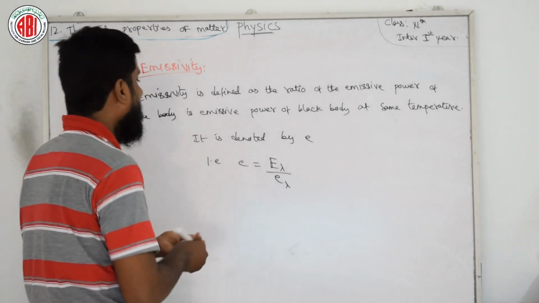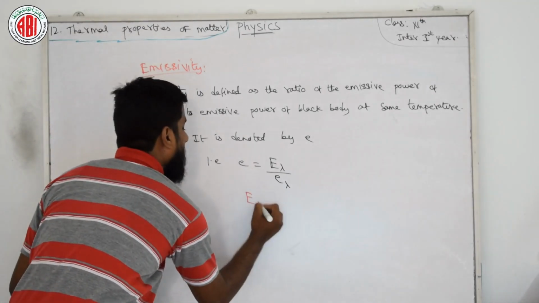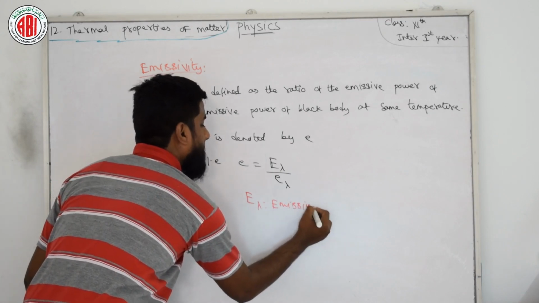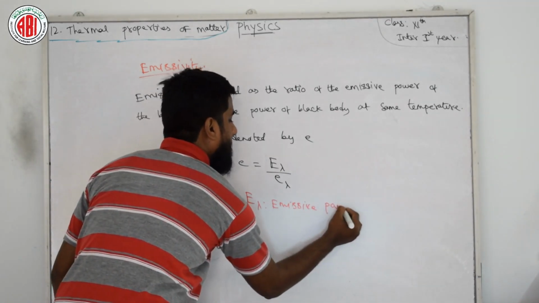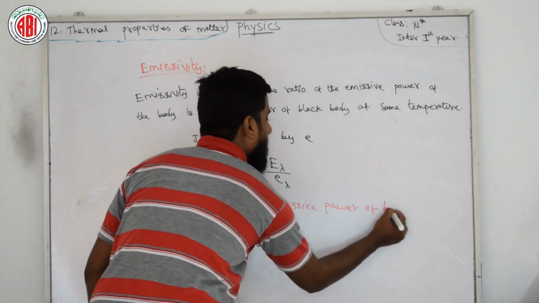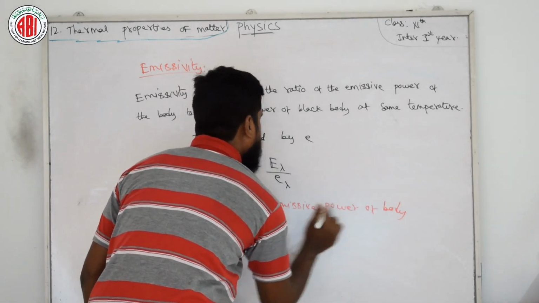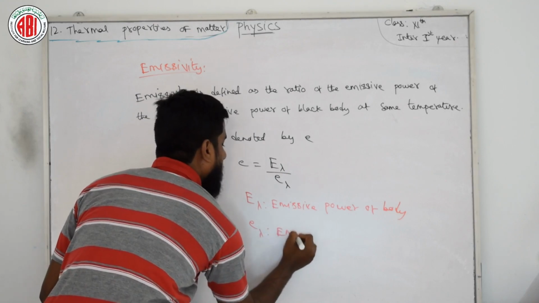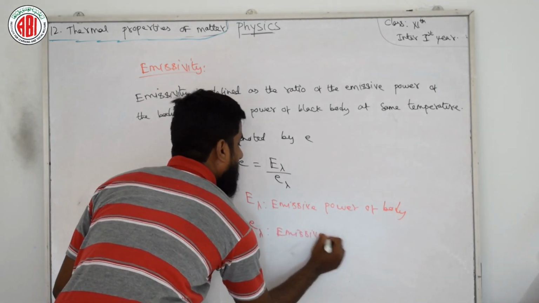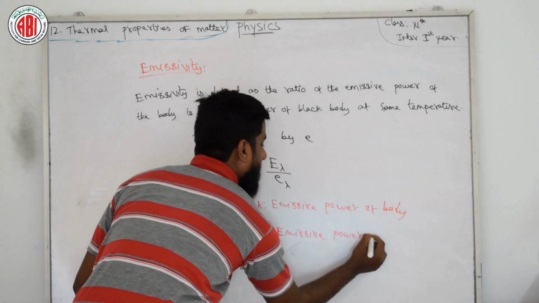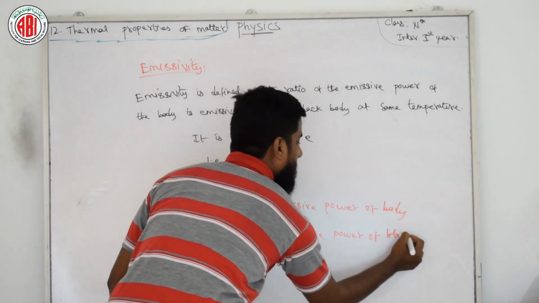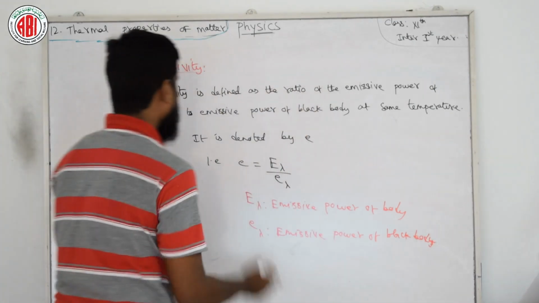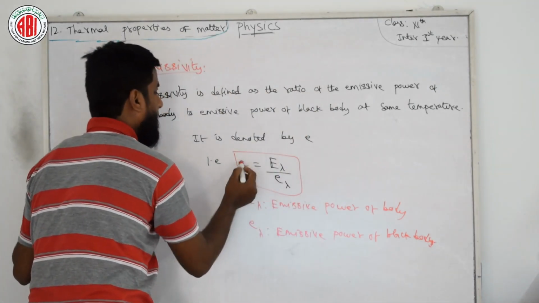Here capital E lambda is nothing but emissive power of the body, whereas small e lambda is nothing but emissive power of the black body. So this is one of the important topics. You can just write and remember, very easy, no need to be confused. I am going to explain once again. Just remember this term to remember the complete definition.